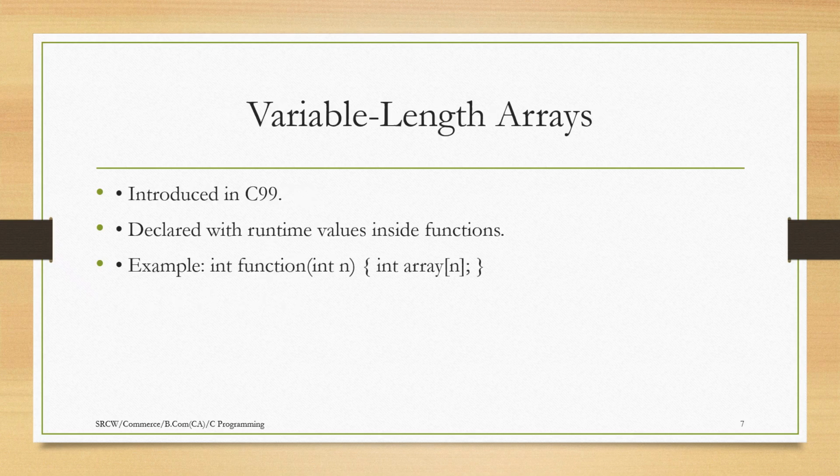Variable length arrays. With the C99 standard, C introduced variable length arrays. These can be declared inside functions with sizes determined at runtime. For example, int array[n] inside a function allows flexibility. However, global arrays must still have a fixed size at compile time.